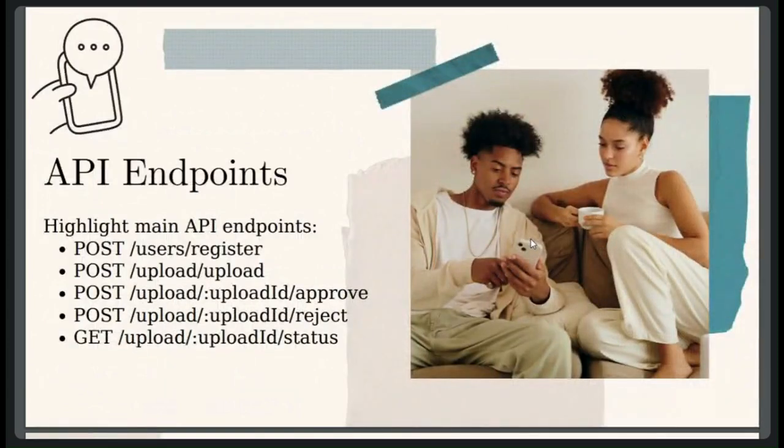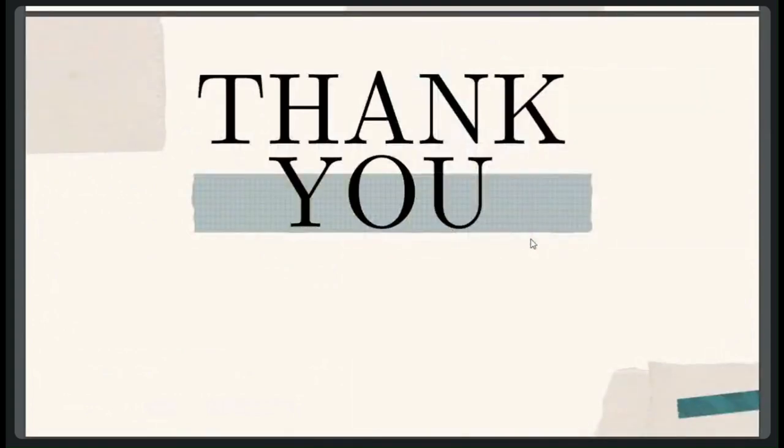There are various API endpoints in our project, so highlighting the main ones. As we know, these are REST APIs. The first is a POST, where register is a POST endpoint for users. Then for the upload, there is a POST request handled by the server. For the upload ID, which is further approved by the detected user, another API endpoint handles that, and a GET request is also handled by one of the APIs. Now moving on to the next slide. That's it.